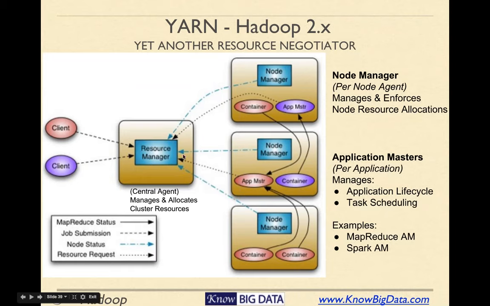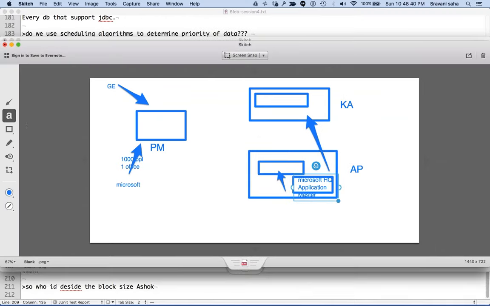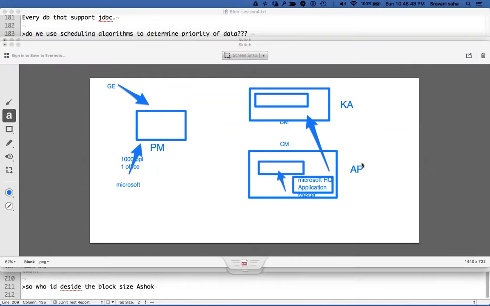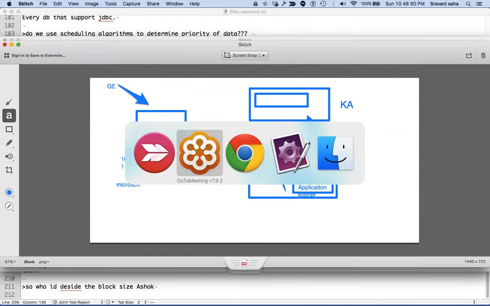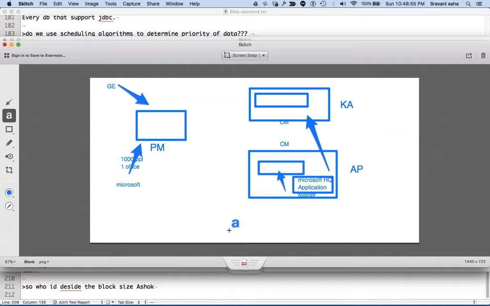So the client comes and says, hey, I want to get my MapReduce work done. Okay, so resource manager talks to these node managers, and here node manager means the chief minister, the CM of each state. Okay, CM of each state. I thought about this analogy. This analogy is actually fitting very much.